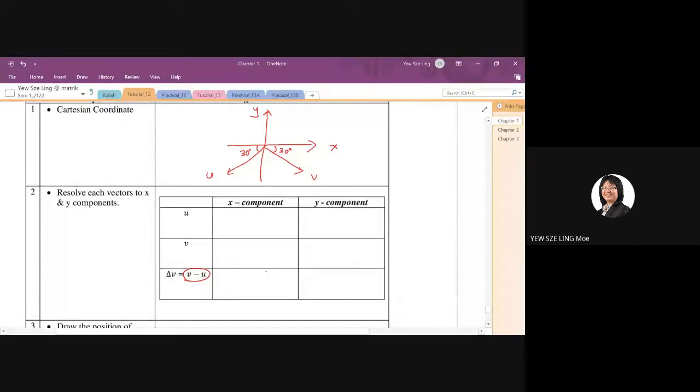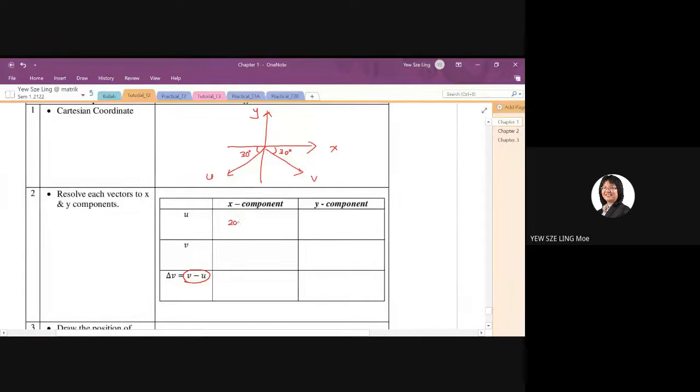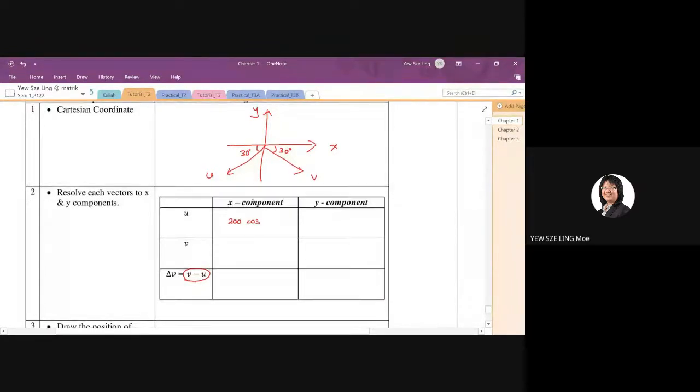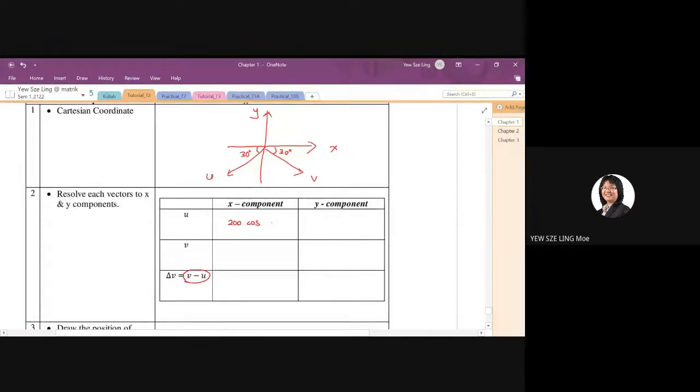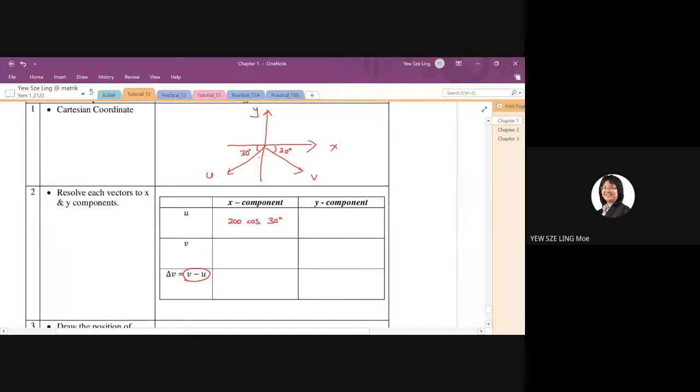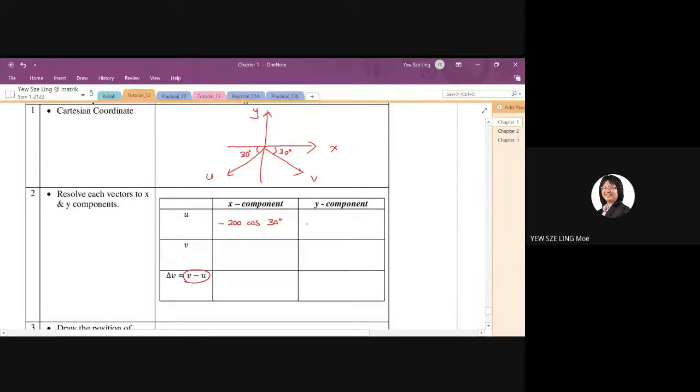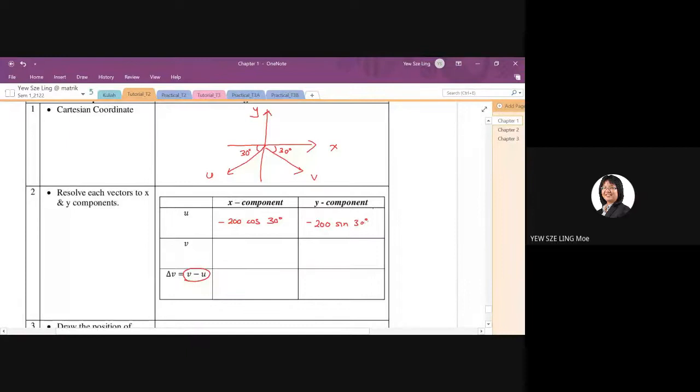Is 200. So 200 cos 30 degree. But now since it is in the third quadrant, therefore it is a negative 200 cos 30 degree. Y component, now third quadrant, therefore again we are going to have a negative sign here, 200 sine 30 degree. For V, V is a positive X component, fourth quadrant.